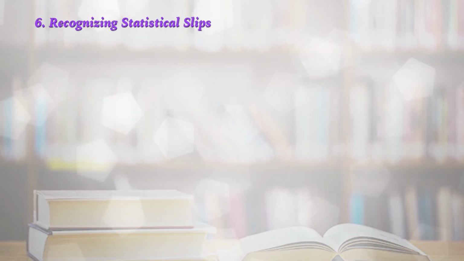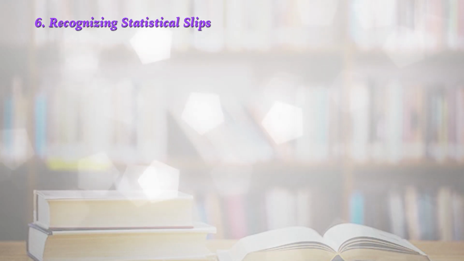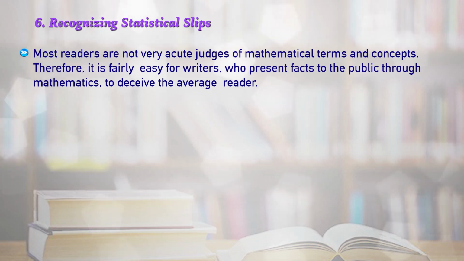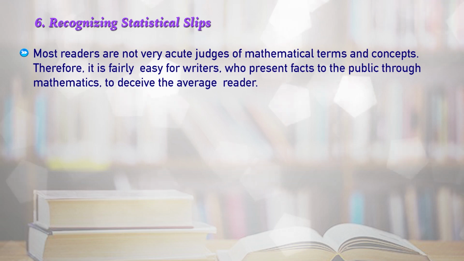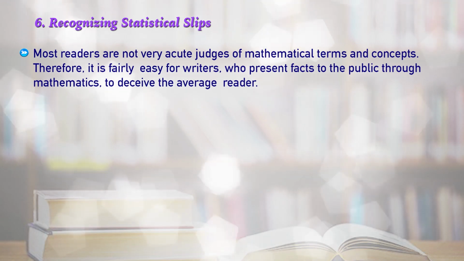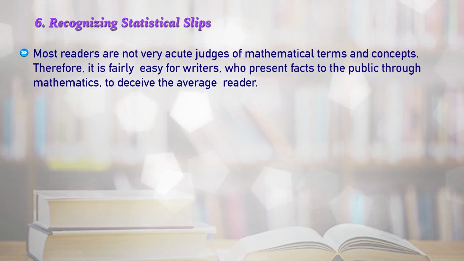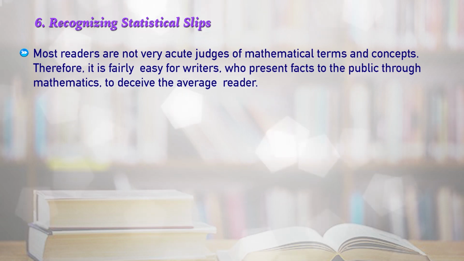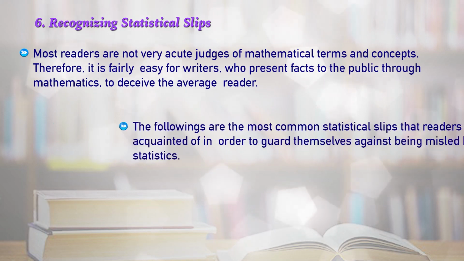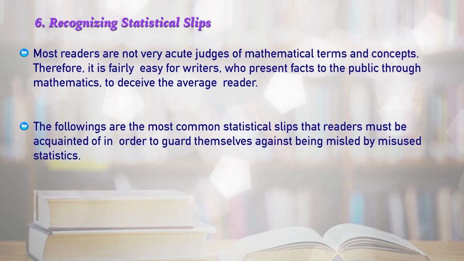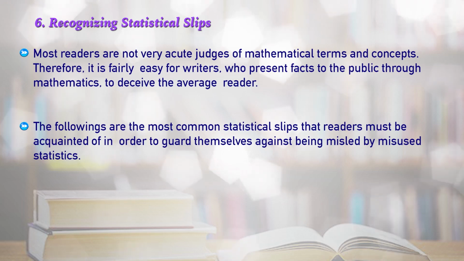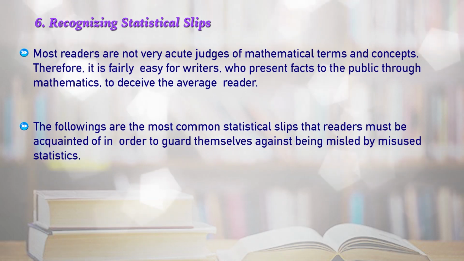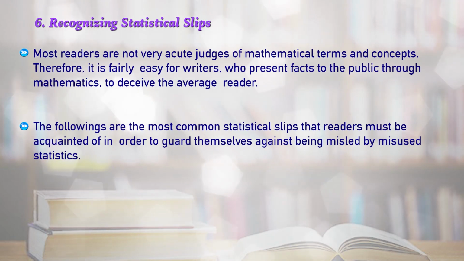Number 6. Recognizing statistical slips. Most readers are not very acute judges of mathematical terms and concepts. Therefore, it is fairly easy for writers who present facts to the public through mathematics to deceive the average reader. The following are the common statistical slips that readers must be acquainted of in order to guard themselves against being misled by misused statistics.